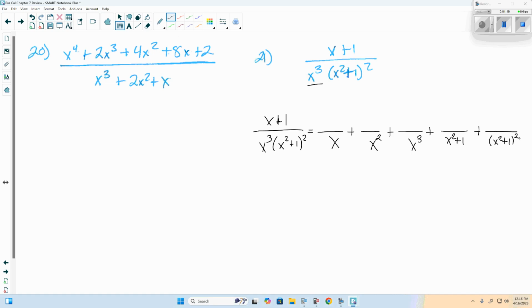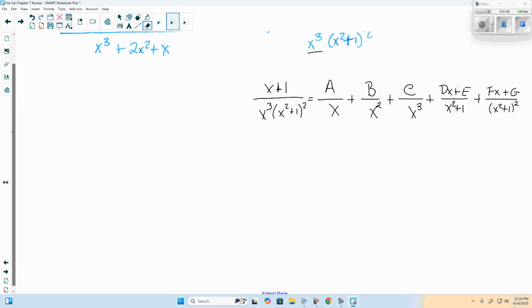On top of these, with our x, we'd have a, x squared, we'd have b, x cubed, we'd have c. It's a, b, c. X squared plus 1 would be, not d, because at this point we're up to d, so dx plus e, and lastly we'd have fx plus g. So we have a lot of terms in this one here.